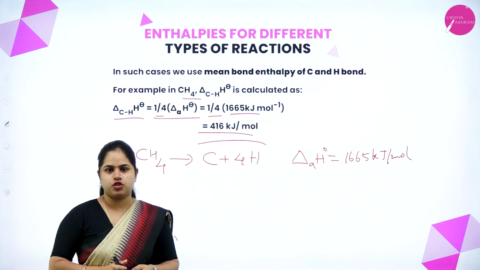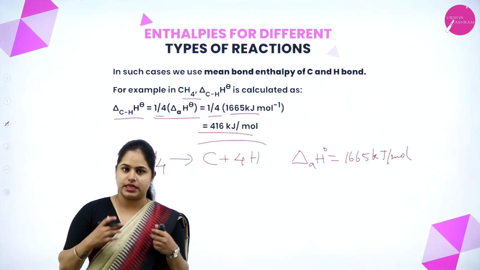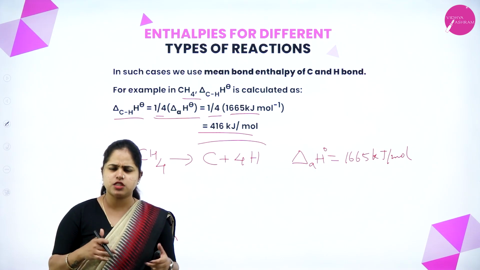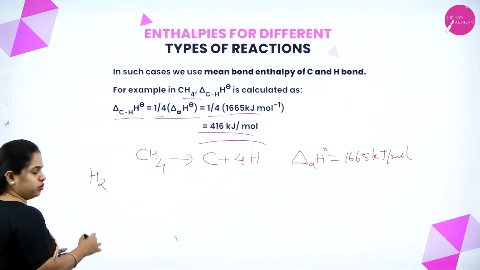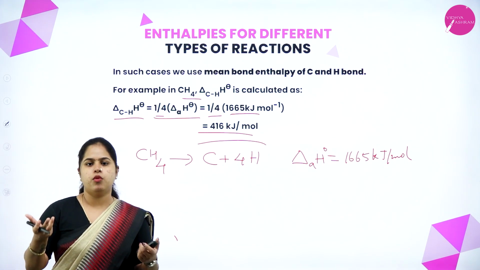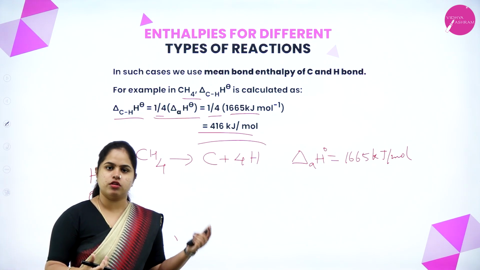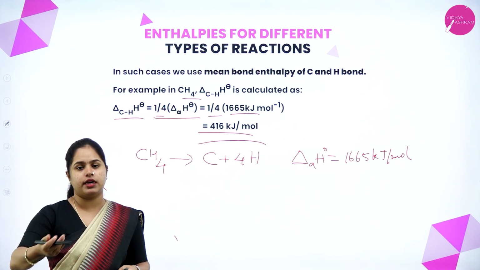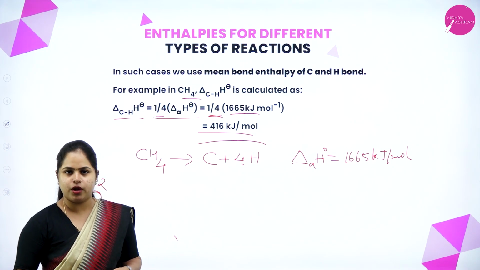So I hope that is also clear. So this mean bond enthalpy of carbon-hydrogen bond is calculated if and only if there are polyatomic molecules. That means more than 2. In case of only 2, in the case of hydrogen molecule, oxygen molecule, in this case there will be only 1 bond dissociation enthalpy. Okay, it is easy to calculate. In polyatomic molecules, you have to calculate in this way, that is mean bond enthalpy. In this case, there are 4 carbon-hydrogen bonds, that is why 1/4 of the value will be your answer. So I hope that is clear.